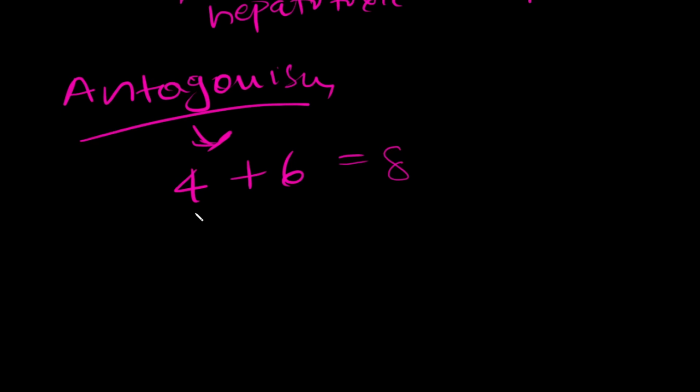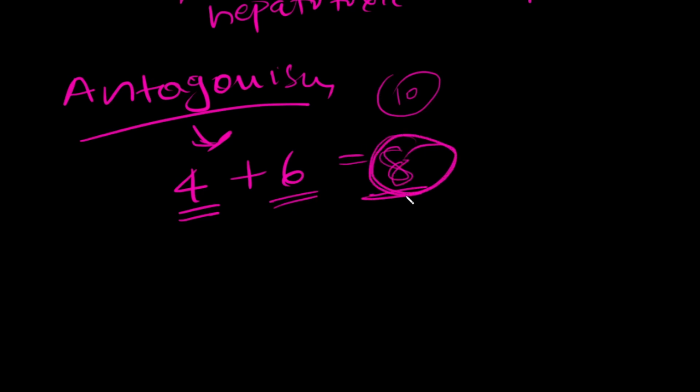For example, a particular chemical causes 4 points of toxicity and another causes 6 points of toxicity. Generally, together they are expected to cause 10 points of toxicity, but when combined they cause only 8 points of toxicity. So this is one form of antagonism.